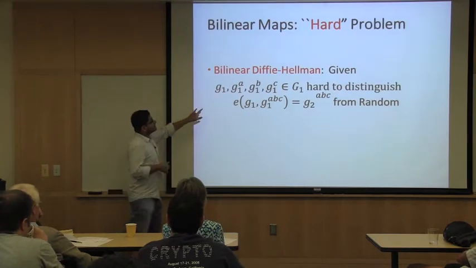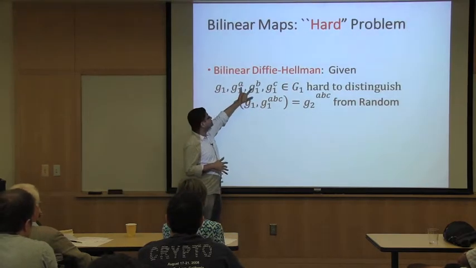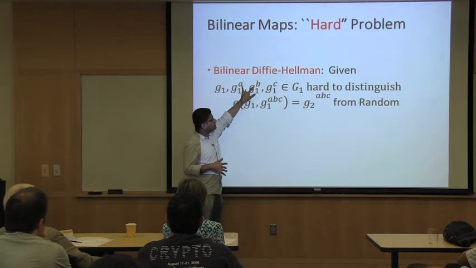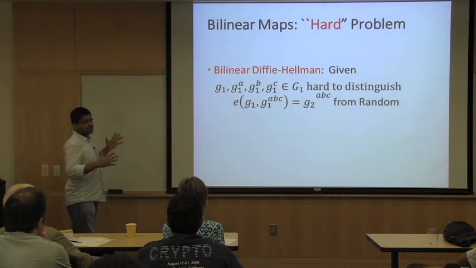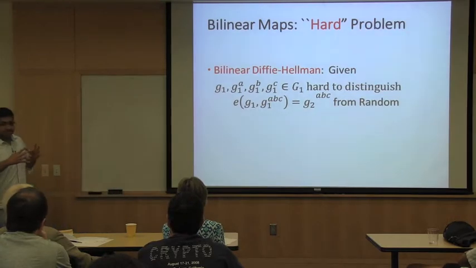So remember that it's easy to multiply two things in the exponent for free, but as soon as I put a third thing, it becomes hard. So bilinear allows for two things easily, but three things are hard.